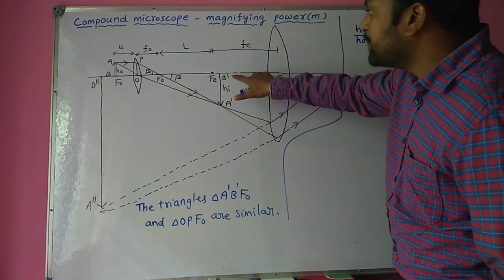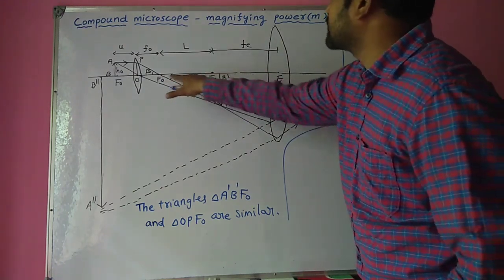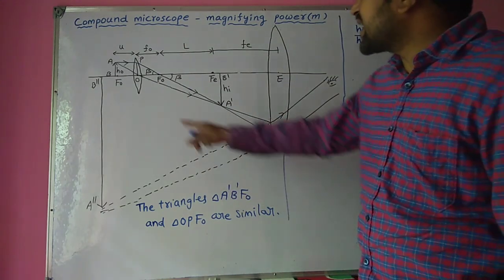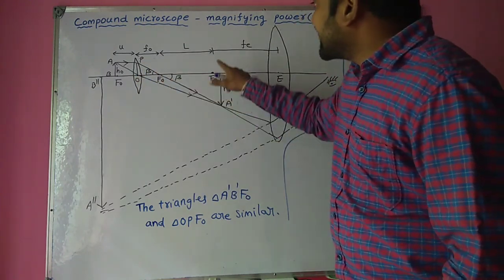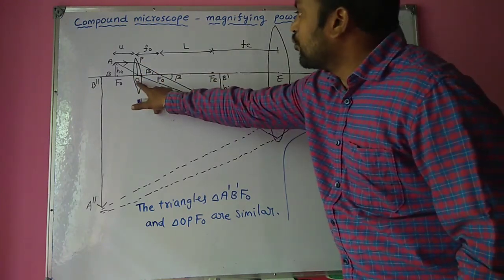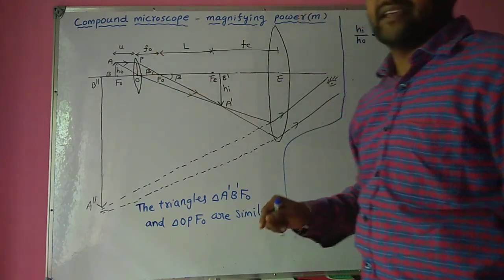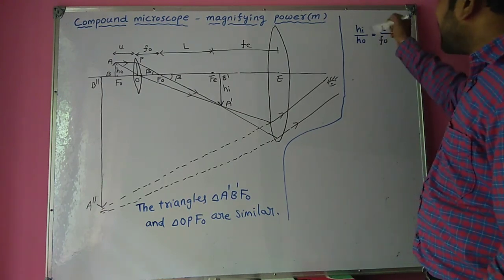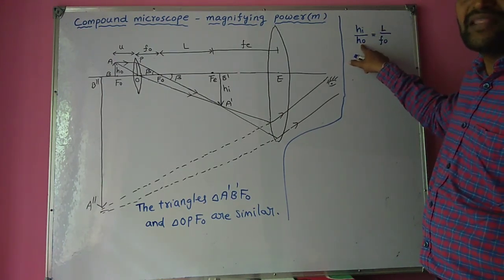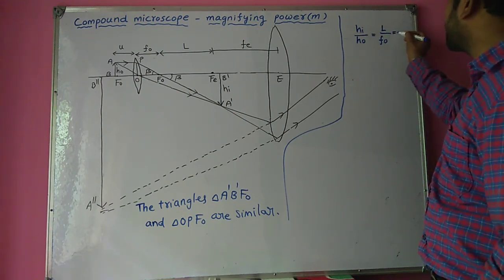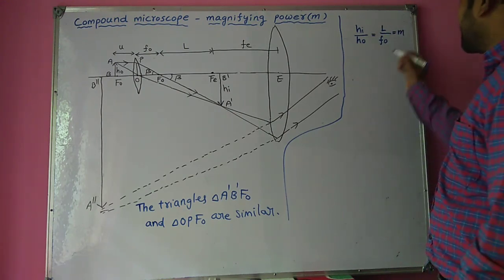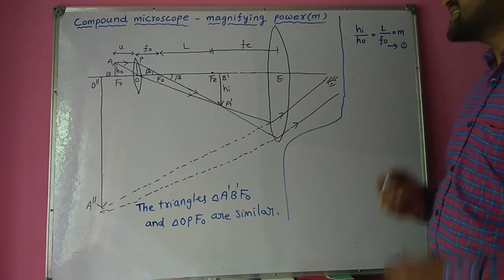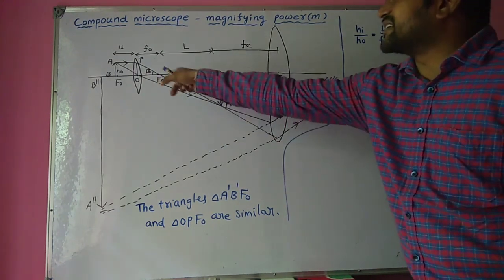Now for triangle A dash B dash FO, the base is L, and the similar base in triangle OPFO is OFO, which is nothing but the focal length FO. So the ratio is L by FO. We already know that the ratio of the height of the image to the height of the object is called the magnification or magnifying power, which we can take as M. So M is equal to HI by HO, equal to L by FO. Let it be equation number 1.